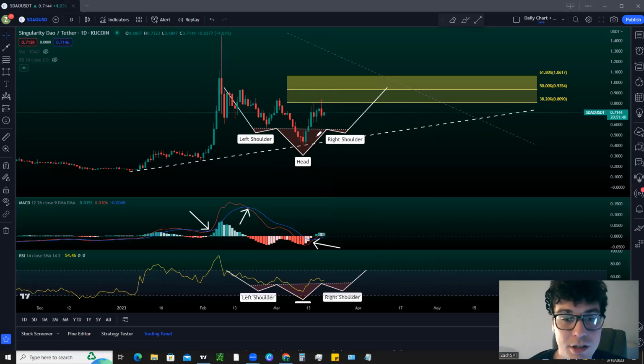So it's going to be interesting to see, are we potentially trying to form a bull flag right here, and are we doing some bull flag consolidation? Or are we setting up for the possible inverse head and shoulders on a pullback? That's definitely something I'm watching.